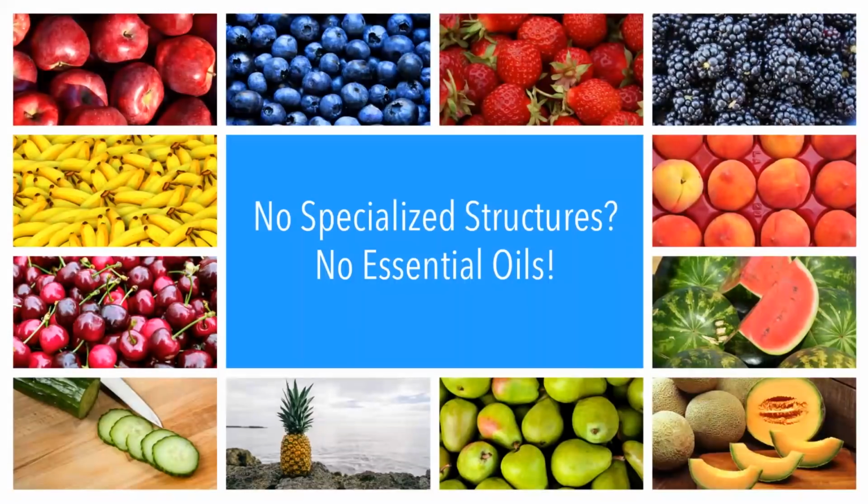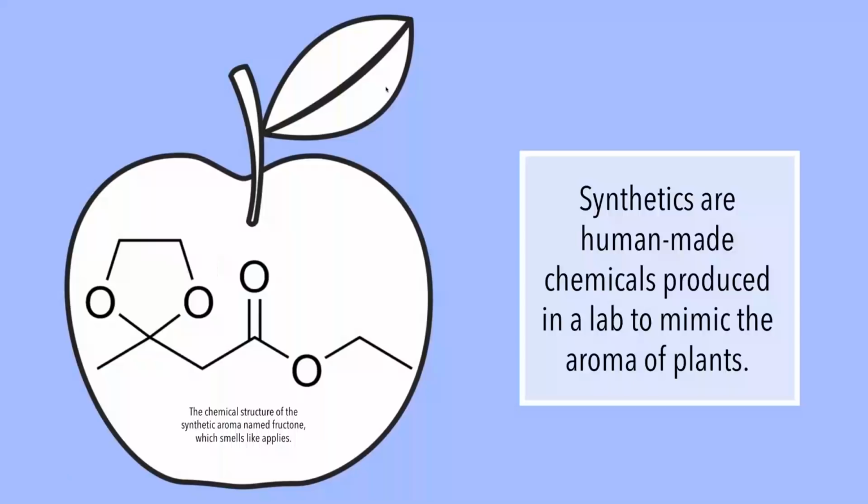Oftentimes, plants have good smells, but they store their aromatic compounds throughout the plant, not in specialized structures, so we can't extract them. If you see essential oil of banana, blackberry essence, cucumber oil, pineapple oil, or cherry oil, you know you are dealing with a synthetic. Synthetics are human-made chemicals or combinations of chemicals made in a lab to mimic the aroma of plants. For example, fructone is a synthetic that mimics the aroma of apples. There is no such thing as apple essential oil.